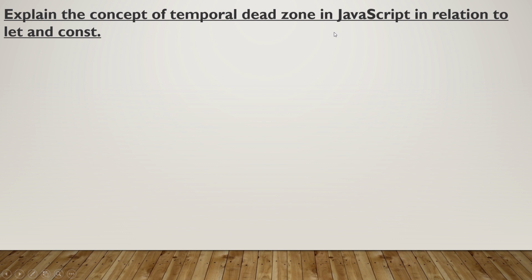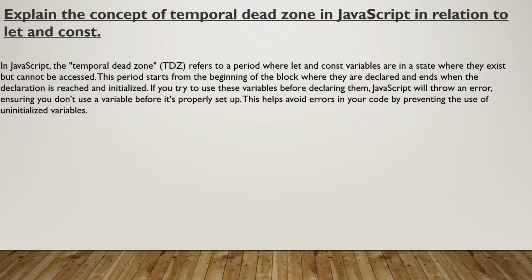Now moving to the next question. Explain the concept of temporal dead zone in JavaScript in relation to let and const. In JavaScript, the temporal dead zone refers to a period where let and const variables are in a state where they exist but cannot be accessed. This period starts from the beginning of the block where they are declared and ends when the declaration is reached and initialized. If you try to use these variables before declaring them, JavaScript will throw an error. It ensures that you don't use a variable before it's properly set up. This helps avoid errors in your code by preventing the use of uninitialized variables.